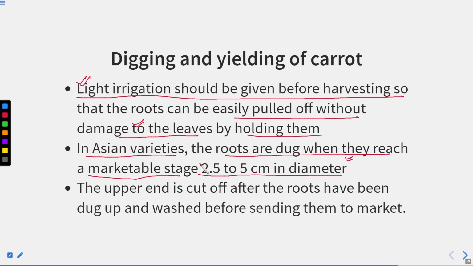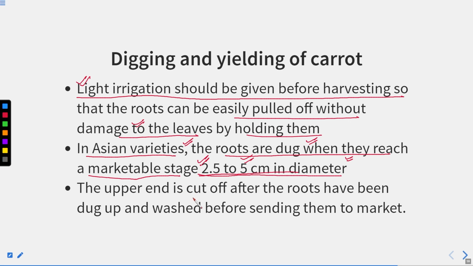The diameter of the carrot is around 2.5 to 5 centimeter. This is the marketable stage, right? So this is the case in the Asian varieties, the roots are dug when the diameter of the root is around 2.5 to 5 centimeter. So this is the most appropriate stage at which the Asian varieties are dug out.